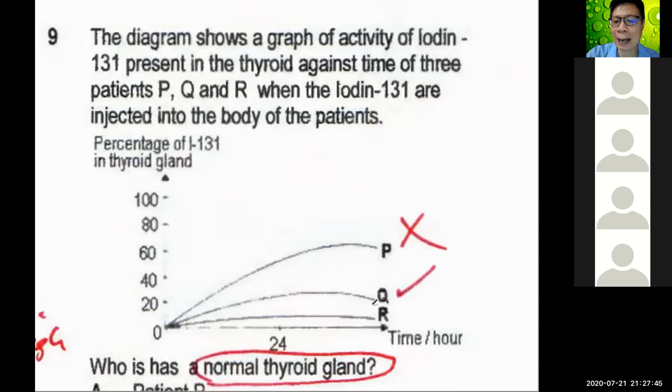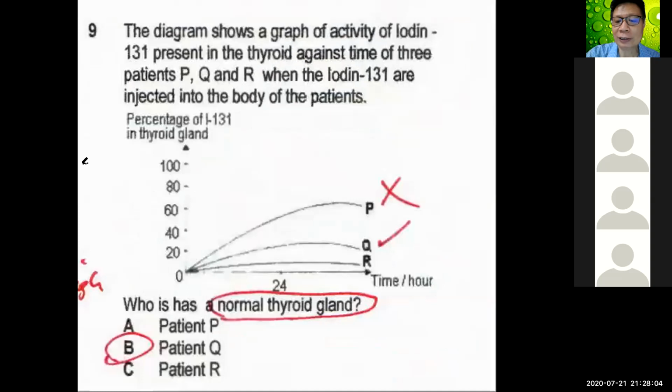Then what about R? After you inject, there is no reaction. No reaction means this is a dead body. This person has already died. You inject inside, no response. So this one has a problem, this one has no problem. So the answer is Q. It is an SPM question. From the graph, you know which patient has a thyroid problem. Then number 10.